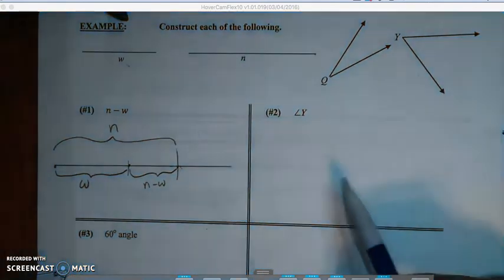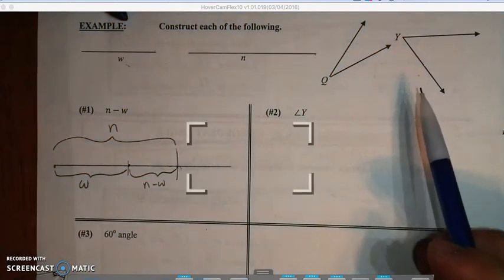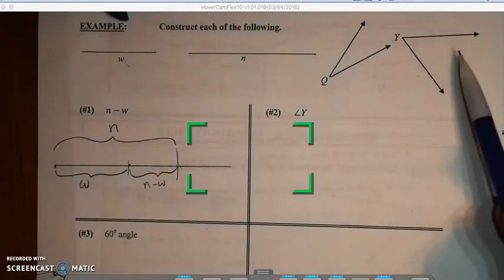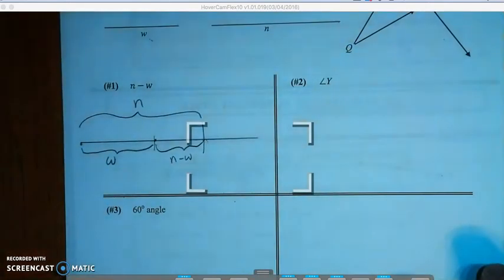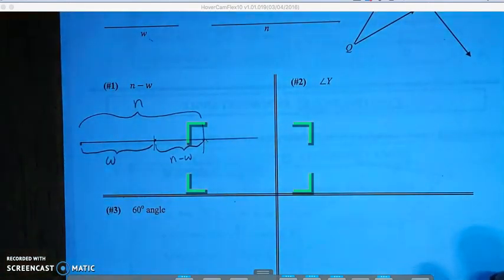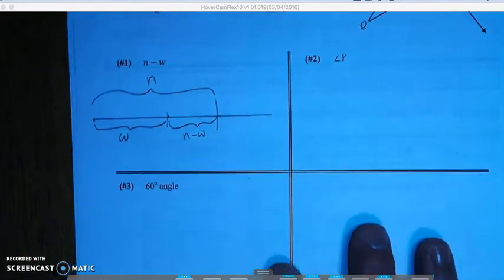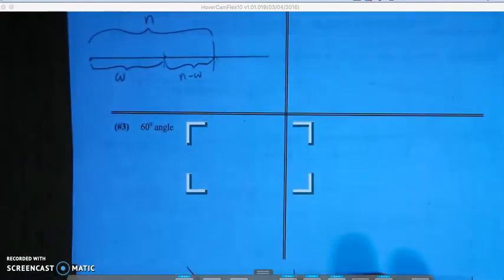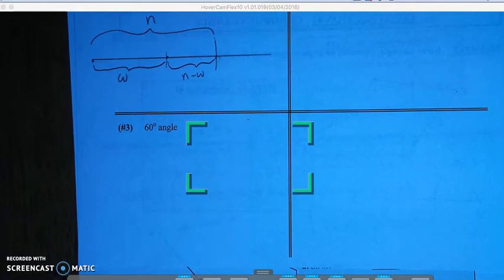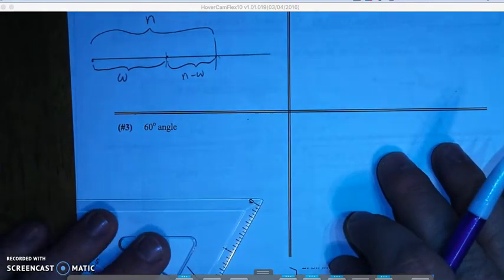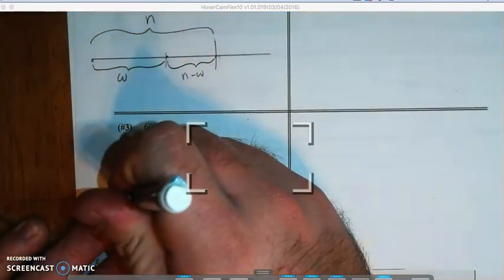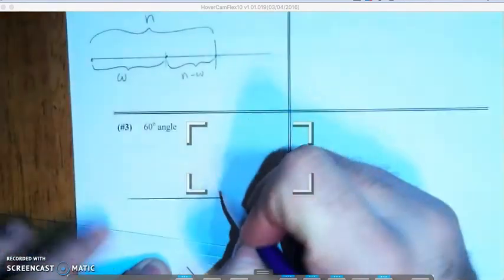Number 2 is just like our construction number 2. We just copy down angle Y. I want to skip that so I can show you number 3 because this recording is going to stop me in about 2.5 minutes. Okay, so in number 3, the 60-degree angle. For an angle, we always start with a ray. So if I want to construct an angle, I start by drawing a ray.